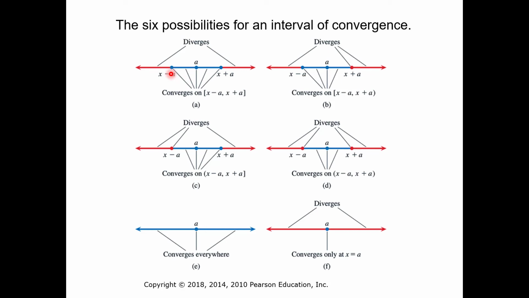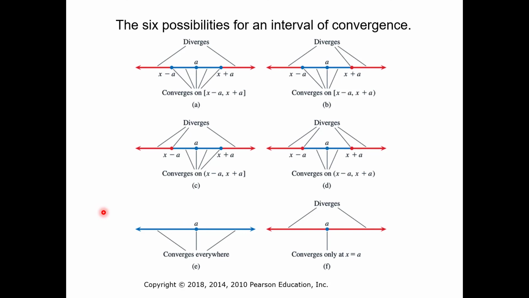The first one, you're including the left endpoint and the right endpoint. The second one, you're only including the left endpoint. The third one, only the right endpoint. And the fourth one, neither endpoint worked. So for our example, it was actually this third case, because we tried -1. It didn't work. Our series didn't converge for the left endpoint, -1, but it did converge for the right endpoint of 1. And then the other two possibilities are that your series converges for all x, so everywhere, or the last possibility is that it diverges everywhere except right at this one number.